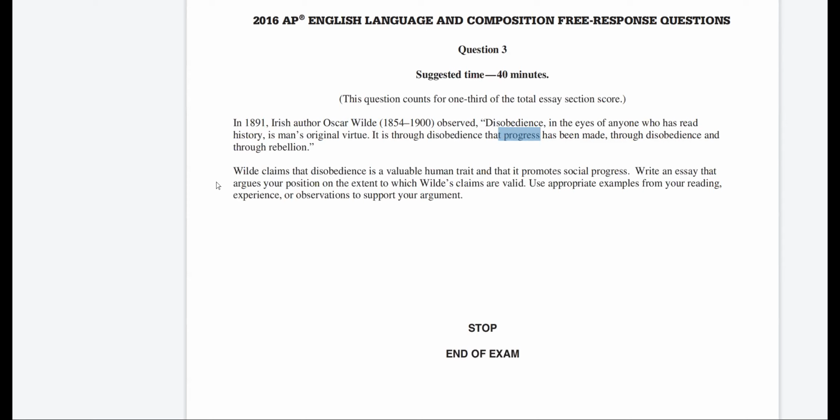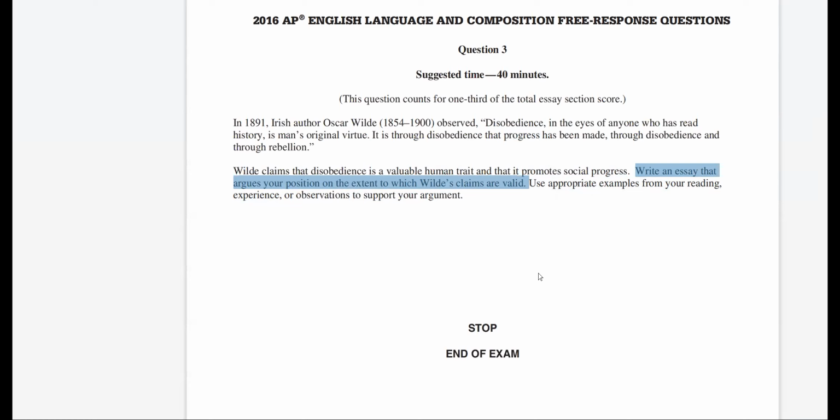So now here comes our job. Wilde claims that disobedience is a valuable human trait and that it promotes social progress. Oh, thank you, College Board, for concluding the main idea for us. So our job is to write an essay that argues your position on the extent to which Wilde's claims are valid. This is the prompt of our essay.